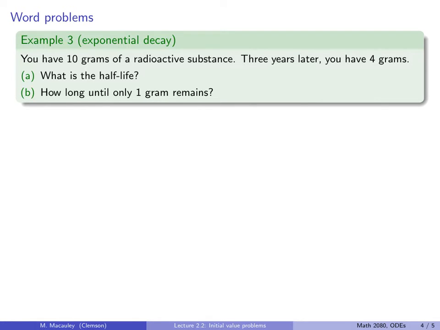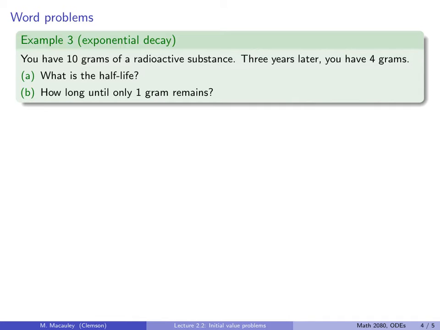So now you have 10 grams of a radioactive substance, and 3 years later you have 4 grams. So one question is, what's the half-life? In other words, how long does it take for 10 grams to get down to 5, or n grams to get down to n over 2 grams? And then once we have that, tell me how long until only 1 gram remains.